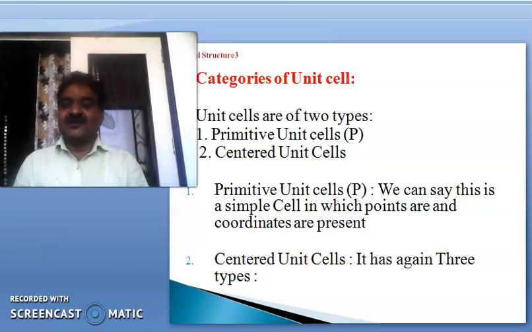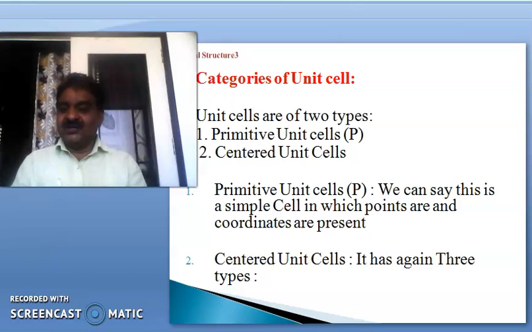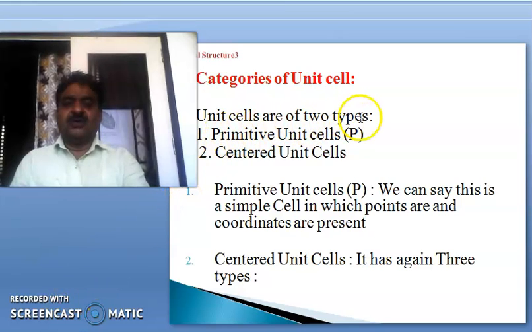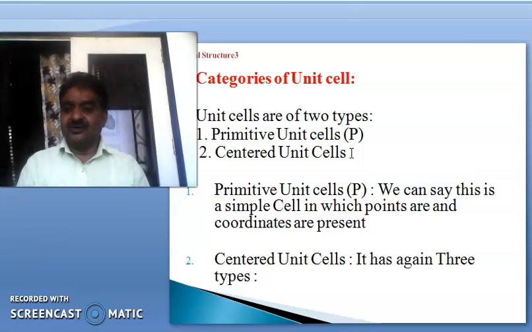Now what are the categories of unit cell? Types of unit cell. Basically there are only two types of unit cells. Number one, primitive unit cell P, and second one is centered unit cell. Now the question arises, what is meant by centered unit cell? What is meant by primitive cell? Are there any other types again of primitive or centered unit cells?